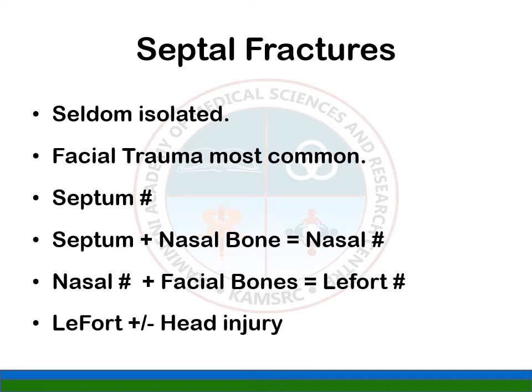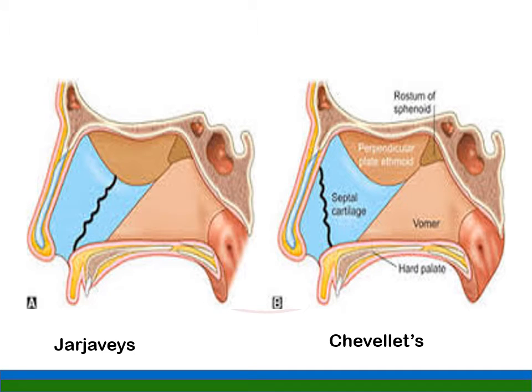So depending on this, we have different varieties of fracture. For septal bone fracture, there are two varieties of fracture. One is the Jarjavis and the second one is the Chevalier fracture. What is the difference? The Jarjavis fracture is because of a lateral injury to the nose, whereas the Chevalier's fracture is because of a frontal injury.